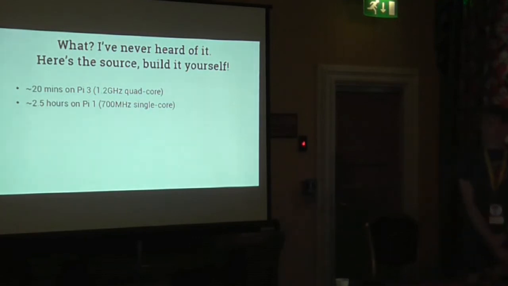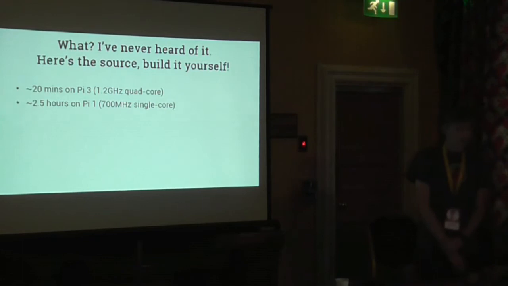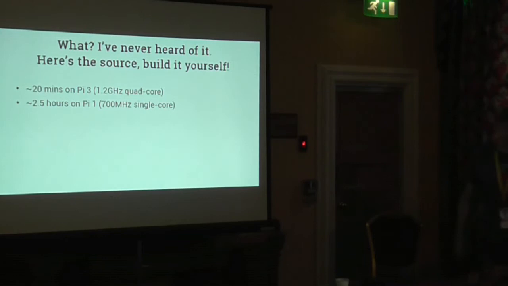So, trying to pip install numpy on a Pi 3 takes 20 minutes. You've got a quad-core 1.2 GHz processor, but on a Pi 1 it takes about 2.5 hours. So every time somebody types pip install numpy, this is the kind of install time it takes. So having a wheel would be really beneficial.